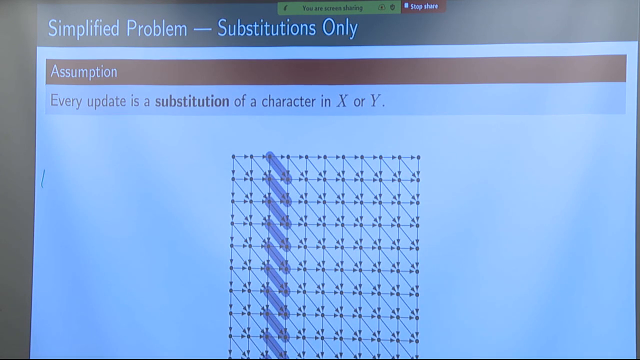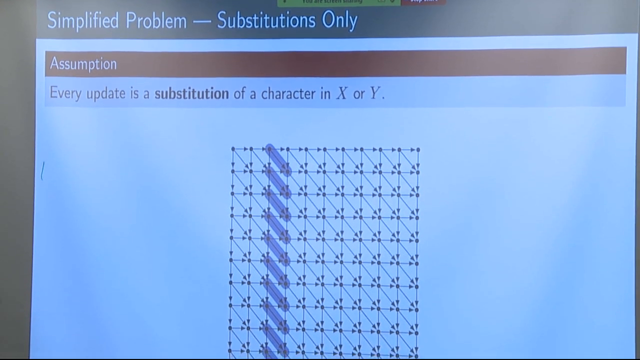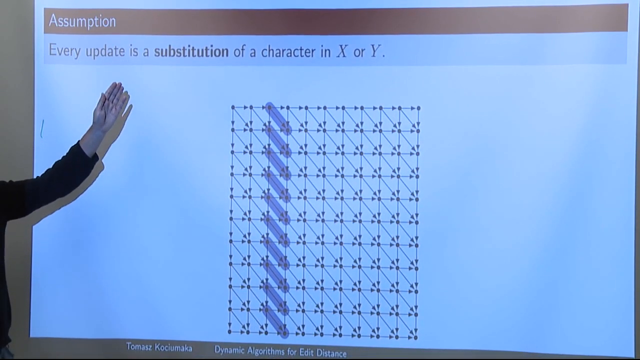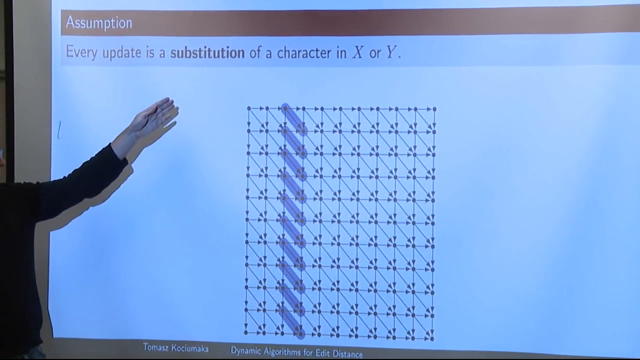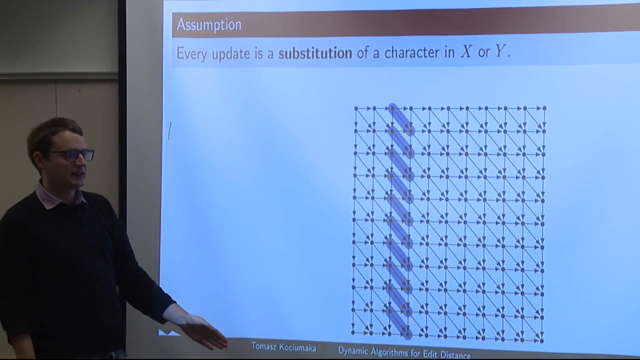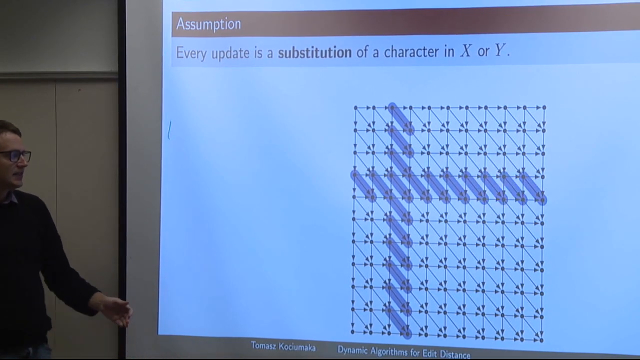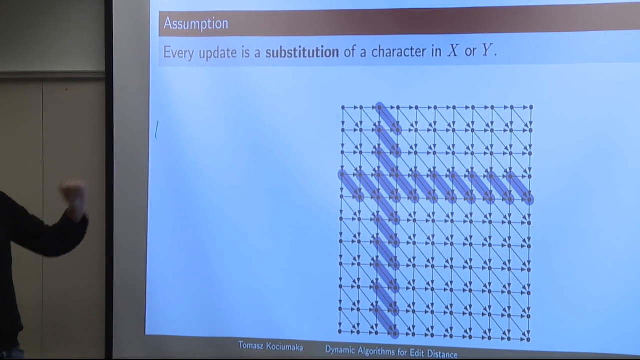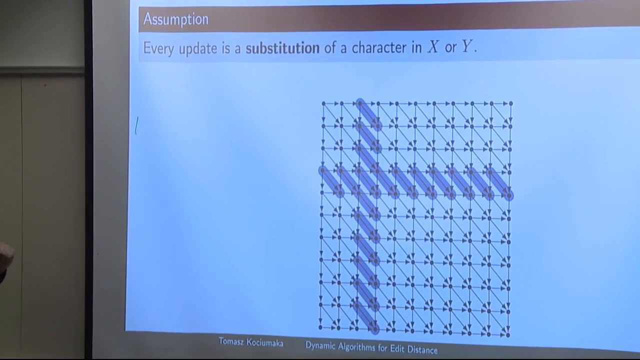So what is the effect of a single substitution? If we change a character in x, then the only thing that changes is the weights of the diagonal edges in the column corresponding to the substituted character. Similarly, if we have a substitution in y, what changes is the diagonal edges on a single row of this matrix.